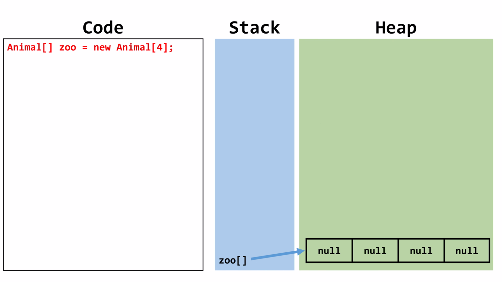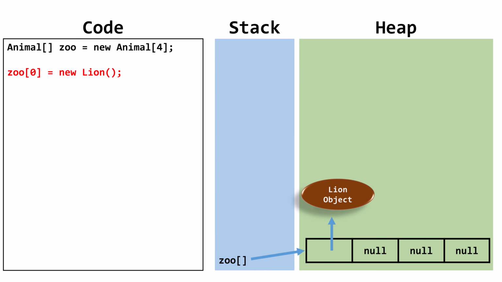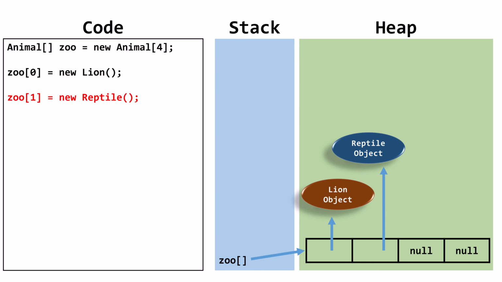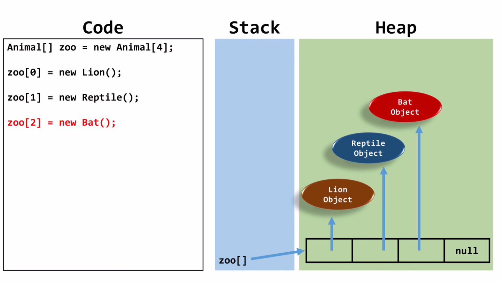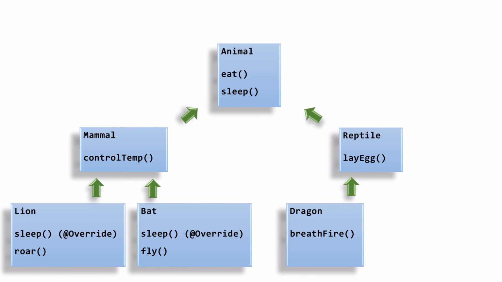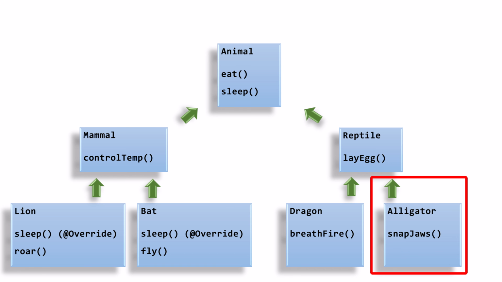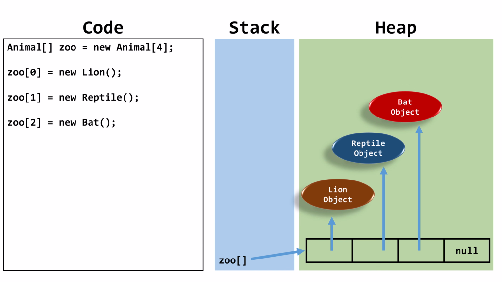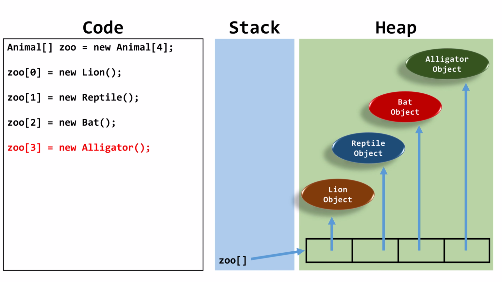Here, we create an array of Animal called zoo. Perhaps zoo is a list of all the enclosures available, and we can populate each with an animal. We initialize index 0 with a Lion, index 1 with a Reptile, and index 2 with a Bat. Now let's go back to our hierarchy. Later on, the zoo acquires an alligator, and their programmer writes a new class for it. We can simply initialize index 3 as an Alligator without changing anything else.